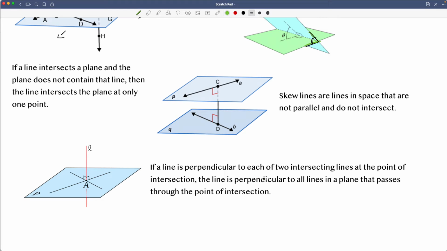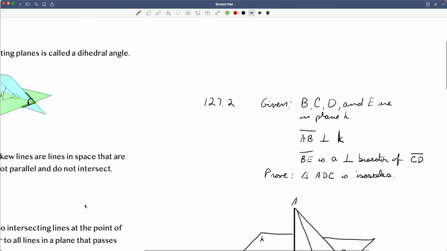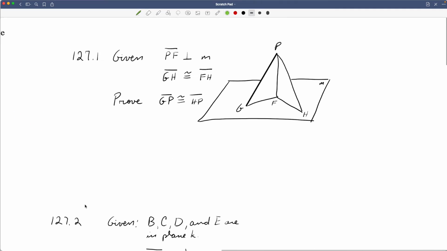Now, if a line is perpendicular to each of 2 intersecting lines at the point of intersection, boom, boom, the line is perpendicular to all lines in a plane that passes through that point of intersection. So every other line in this plane that passes through point A would be perpendicular to line L. Okay? All right. So we've gone over all of that stuff fairly well.